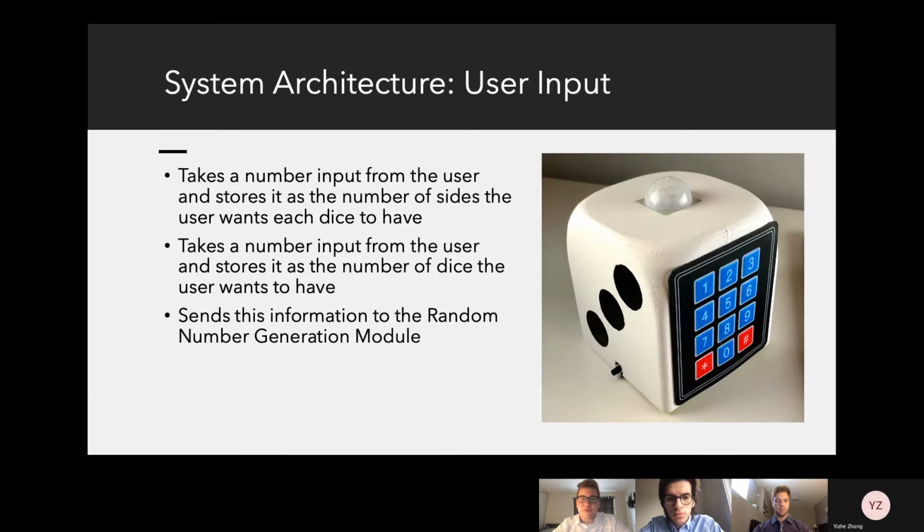The user input module takes 2 inputs from the user. It stores the first number as the number of sides each dice will have, and it stores the second number as the amount of dice to be rolled. It sends this information to the RNG module.